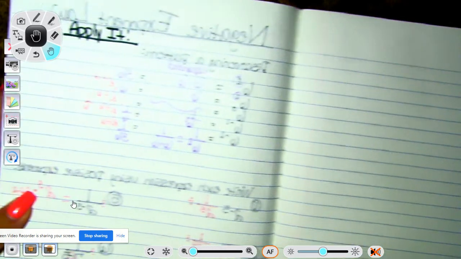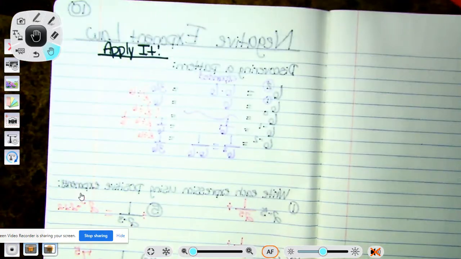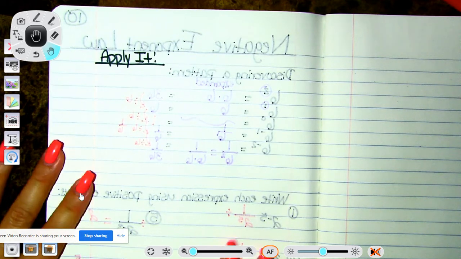Move the markers out of the way. See if that helps. Nope, that made it way too dark. Okay, let's let it focus. Okay, now time to apply it.